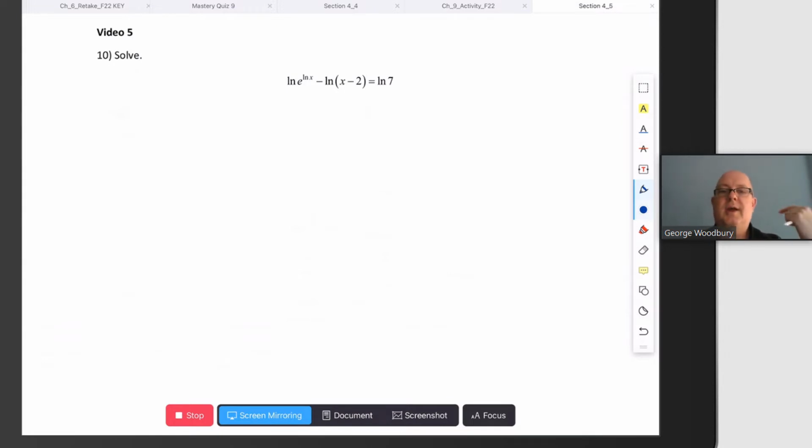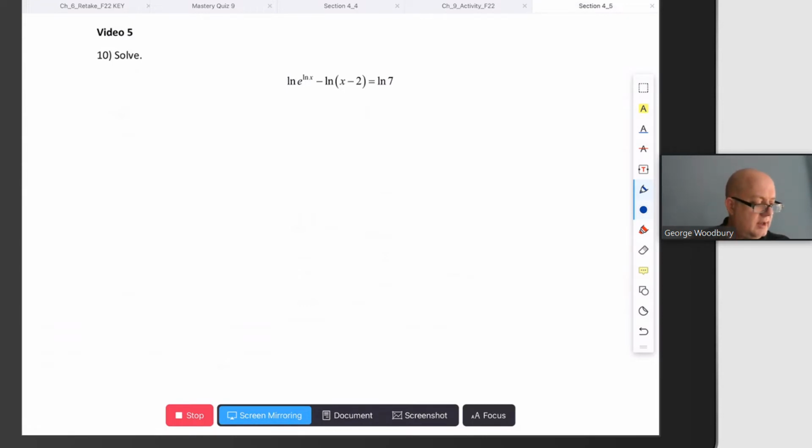So here I see that I've got a natural logarithm minus a natural logarithm equals another natural logarithm. So I can think about combining the two logarithms on the left-hand side together, and then I can use the one-to-one property to get rid of the logarithms essentially and solve from there. However, before I get started, I see a lot of ln's and e's together in that first term, and so I want to simplify that one first.